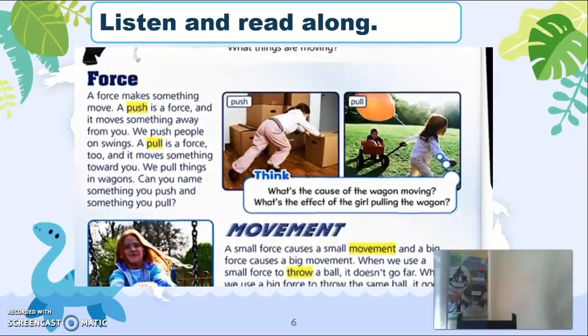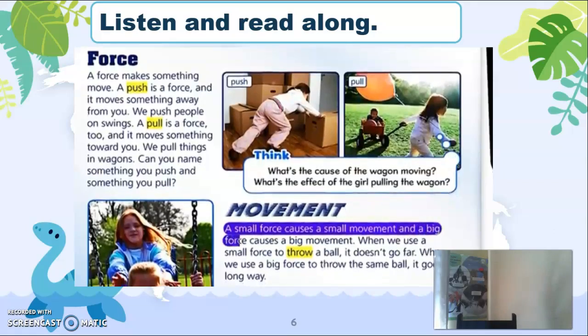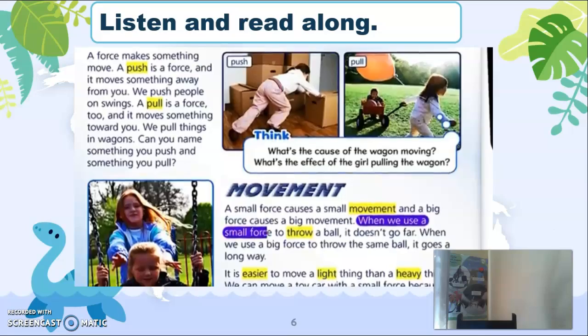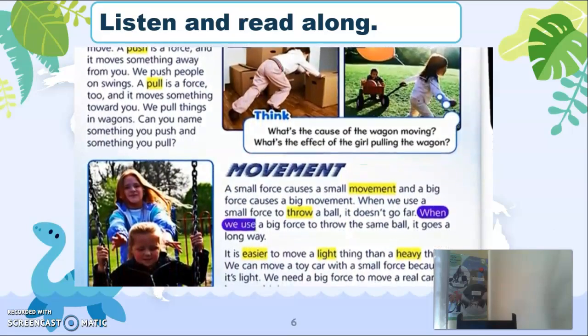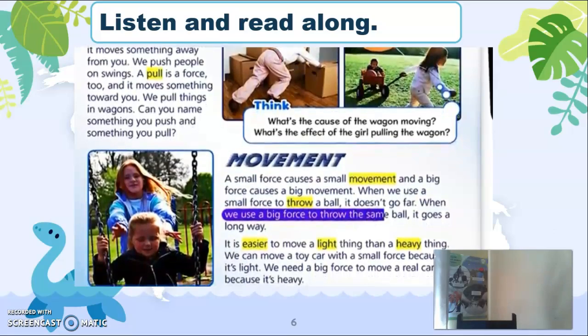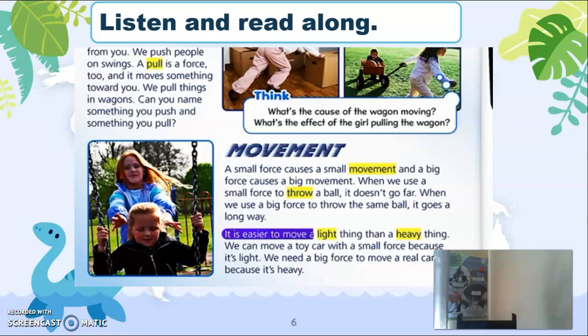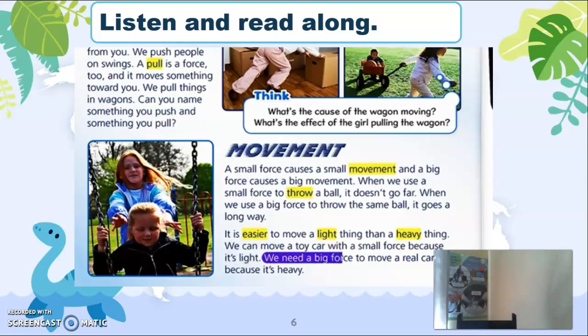Movement. A small force causes a small movement, and a big force causes a big movement. When we use a small force to throw a ball, it doesn't go far. When we use a big force to throw the same ball, it goes a long way. It is easier to move a light thing than a heavy thing. We can move a toy car with a small force because it's light. We need a big force to move a real car because it's heavy.